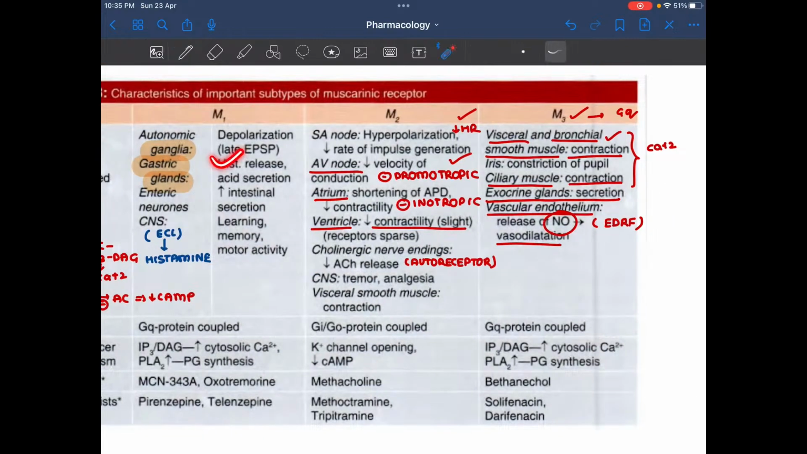So these are the different receptors that we have. M1 present in the ganglia, present in the CNS, present mainly at your enterochromaffin-like cells. M2 type present at the heart predominantly. And what about M3? Present in the smooth muscles, present in the exocrine glands, they're going to mediate increase in secretion, present at the vascular endothelium, that's going to mediate vasodilation. And we have discussed all of this.